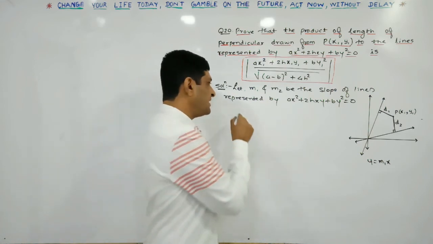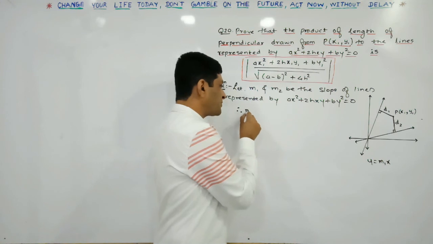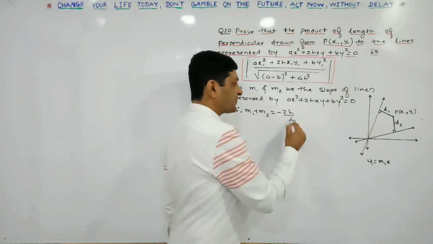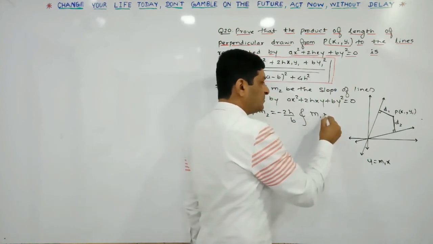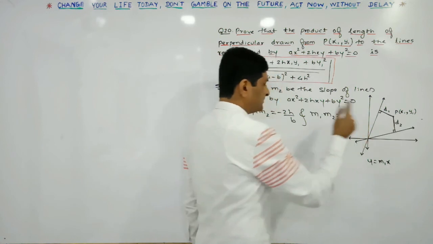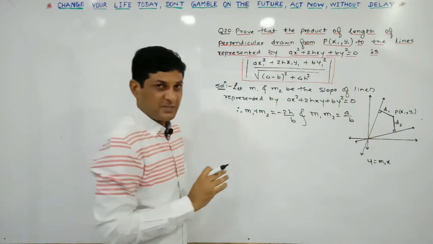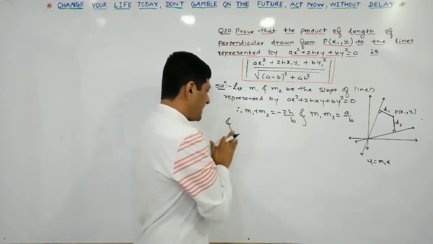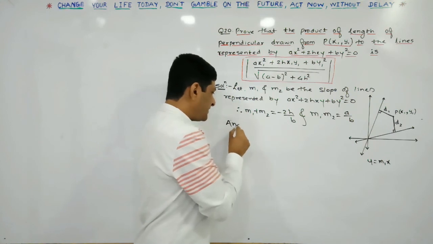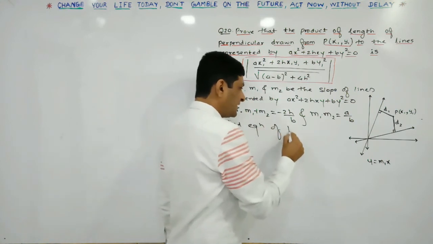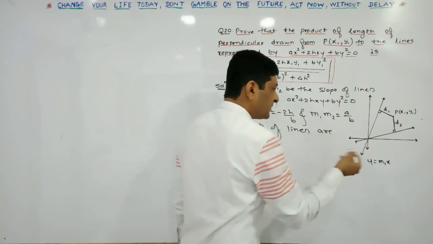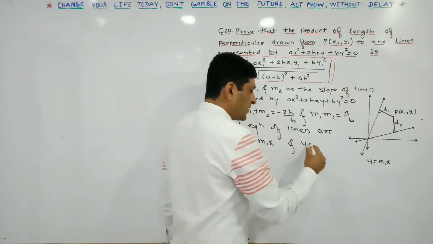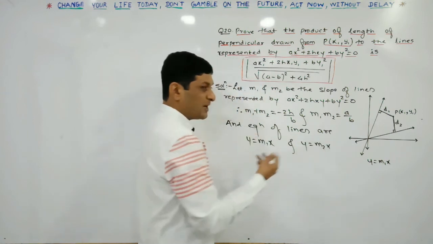Since m1 and m2 are the slopes of the lines represented by this homogeneous equation, first write down the results related to the sum and product of slopes. m1 plus m2 is equal to minus 2h upon b, and the product of slopes, m1 into m2, will be equal to a upon b. Using this we are able to find the equations of the lines. The equation of the first line is y is equal to m1x, and the equation of the other line is y is equal to m2x, where m1 and m2 are the slopes of the lines.